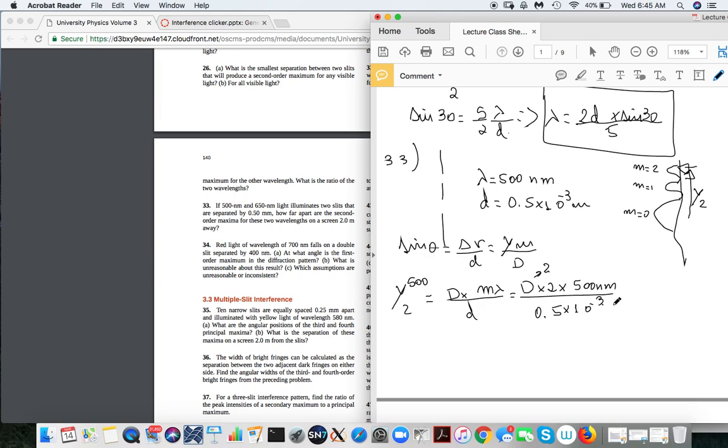So then you find a number here. Now for the other wavelength, 650, it is the same thing: 2 times 2 times 650 nanometers divided by that. So what you want to do is to find out how these two numbers separate from one another. Okay.